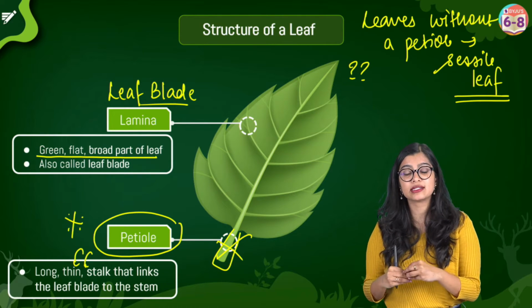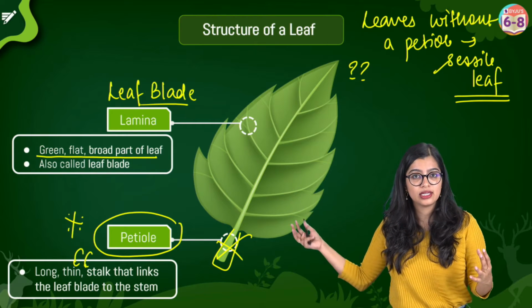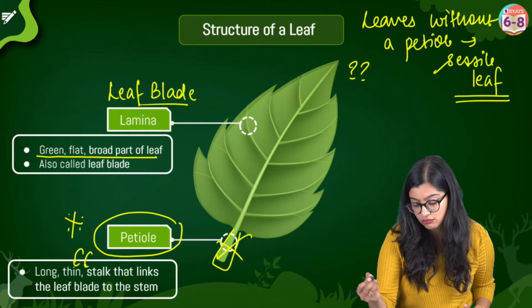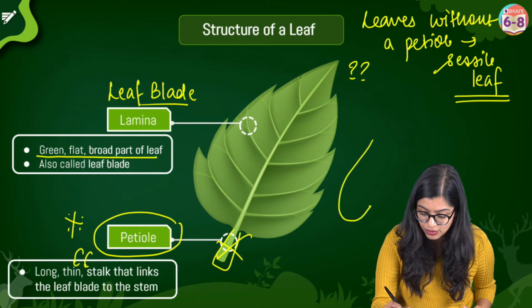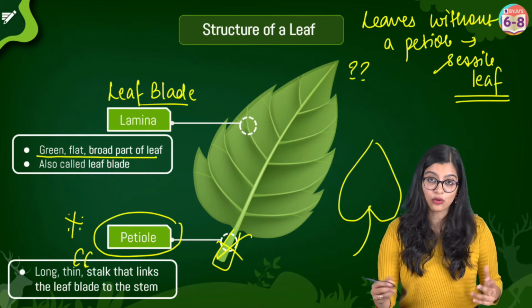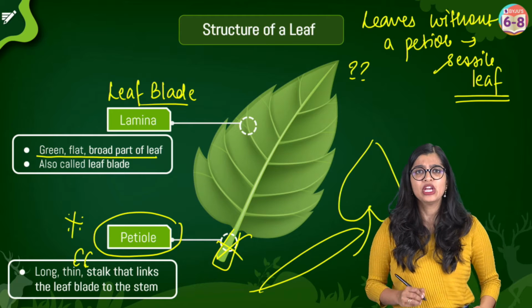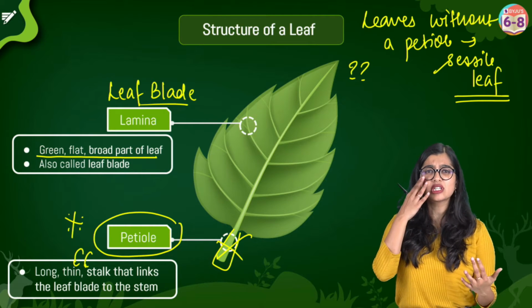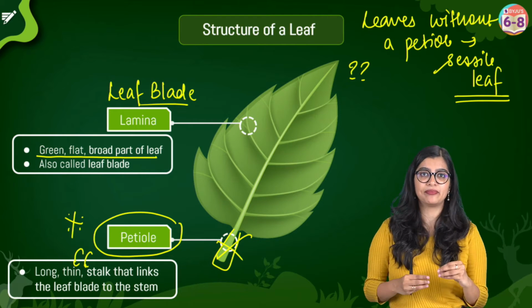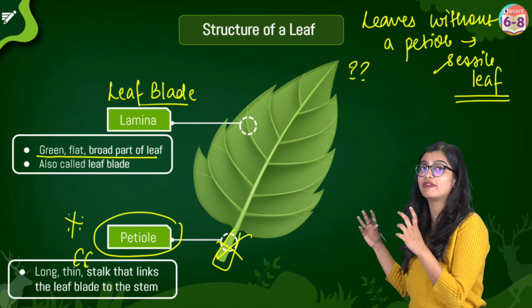Now, if you notice, leaves don't always look like this. There are some leaves which may look quite different. There could be leaves which look like this. There could be leaves which look long in shape. So we see that leaves don't just come in a single shape. They come in different shapes, they come in different sizes.